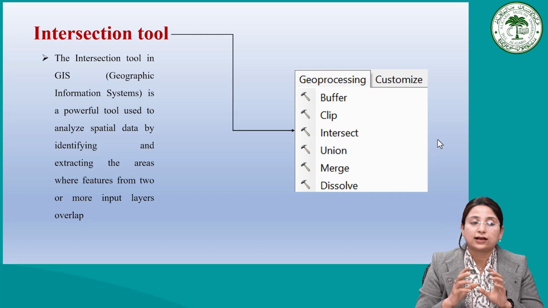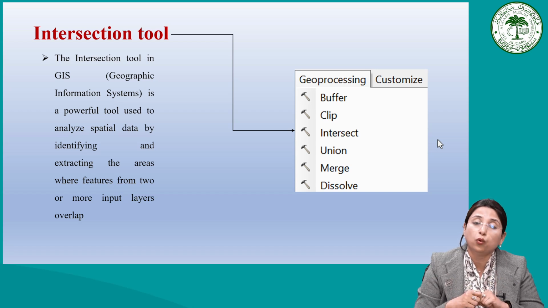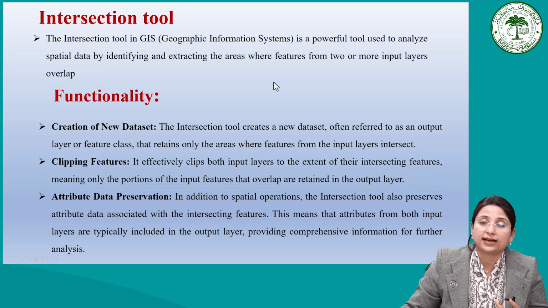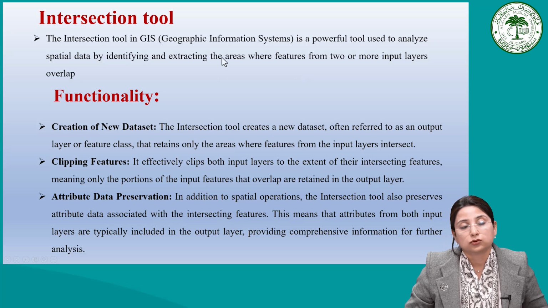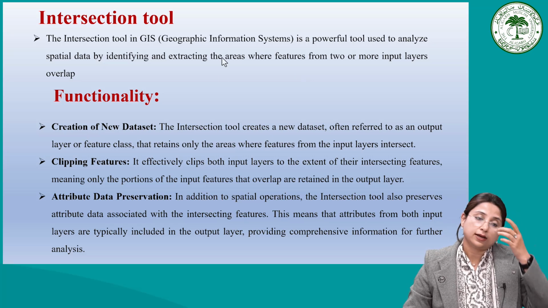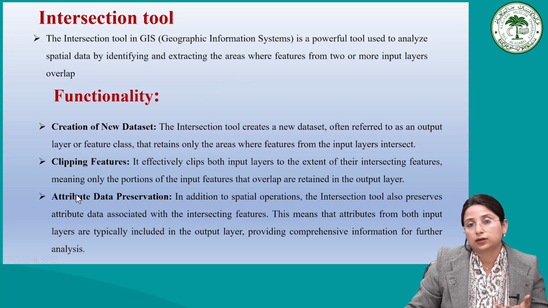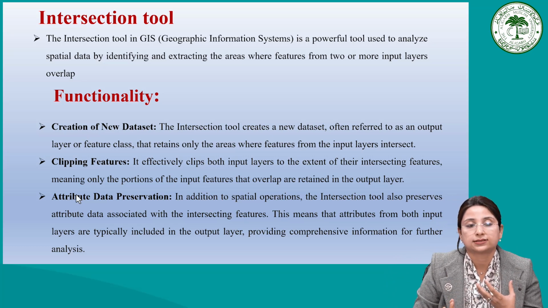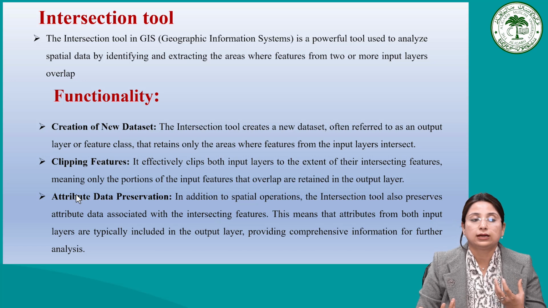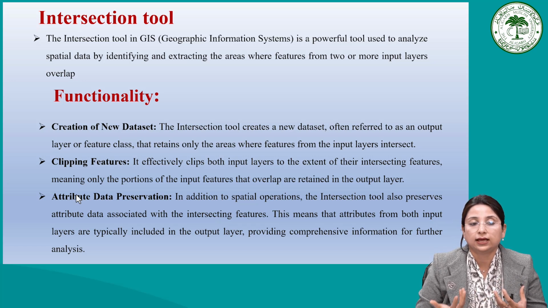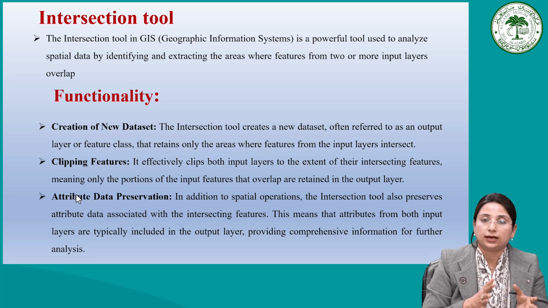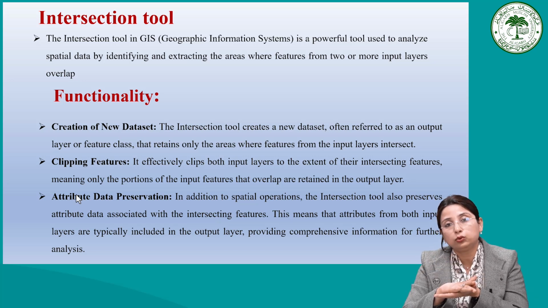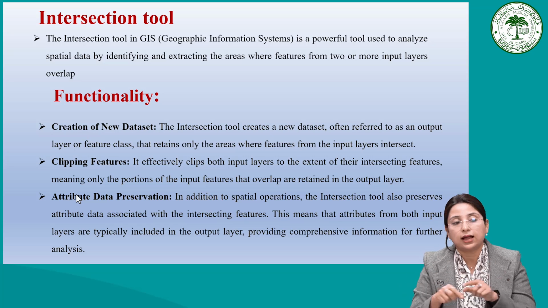So here we extract the areas of overlapping, or the area of intersection. It will be more clear through the diagrammatic representation, which I am going to explain later. First we will explain the functionality of that tool. When we are extracting the overlapped area, we may get new data sets, because the output layer or feature class will retain the features from the input layers. If we have two layers, it will retain the features of both layers in the extracted overlapped portion.